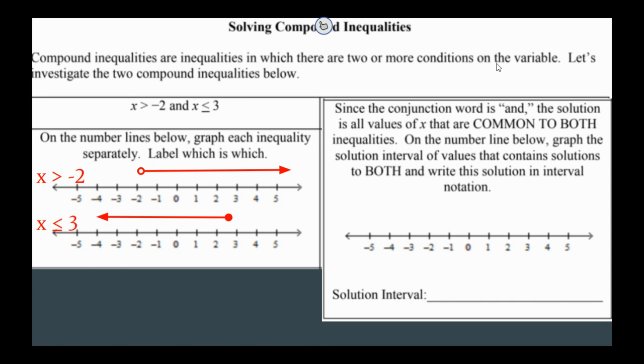Since the conjunction word is and, the solution is all the values of x that are common to both inequalities. So it has to be true for both of them. What part do these two lines have in common? Between negative 2 and 3, right? Everything starting at negative 2 with an open circle, up to 3 with a closed circle. That's what they have in common, what they share.